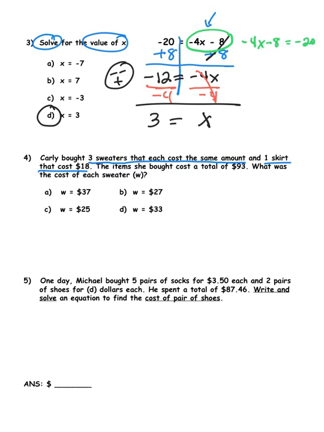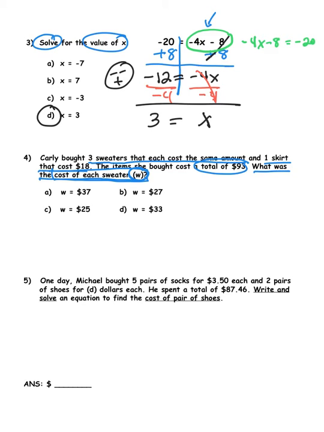The items she bought cost a total of $93. And the question is, what is the cost of each sweater? And they gave us a variable that they want us to use for the cost of the sweaters. Now, they didn't request that we write a 2-step equation, but I'm going to go ahead and write one because I think it might help us.